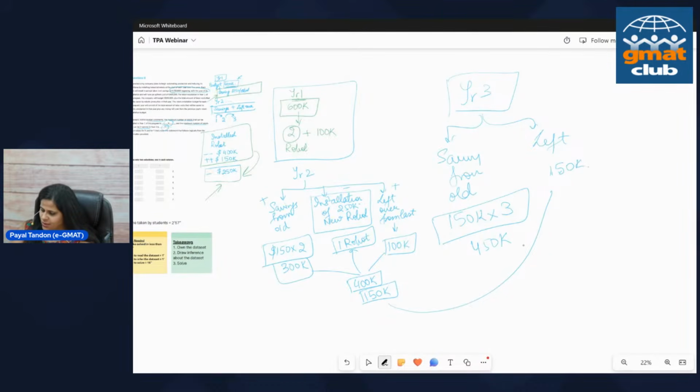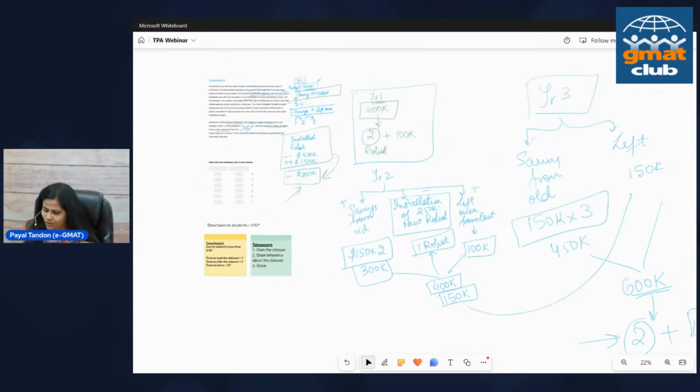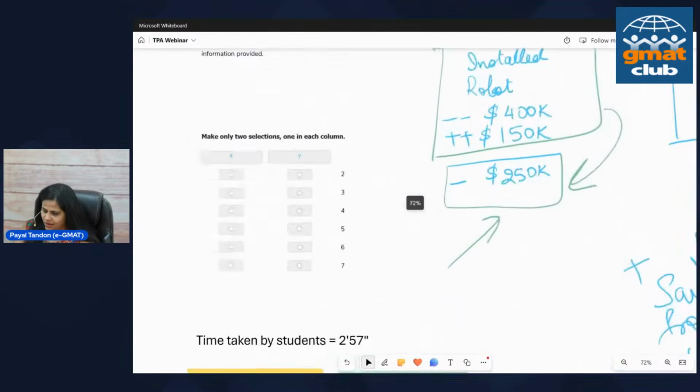So what is my total budget over here? 600K, which means how many can I make? I can make two robots plus 100K leftover. That is the answer that I was looking for. So overall, in year three, I have 2 plus 1 plus 2 in year one. So I have a total of 5 over here, right? 5 over here, and I had 2 over here. So that's my answer.